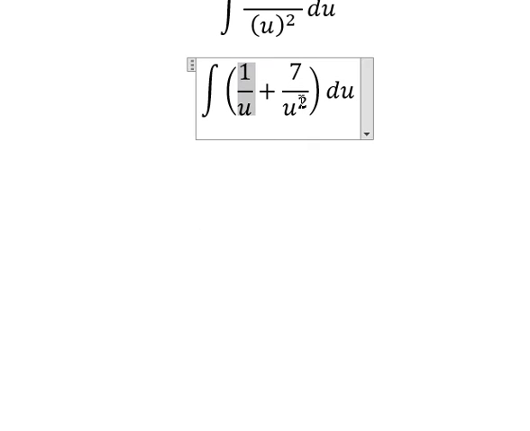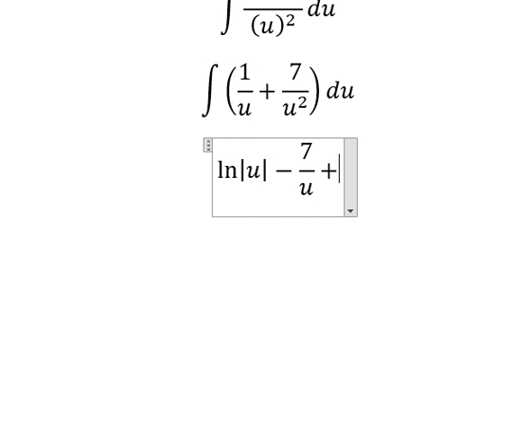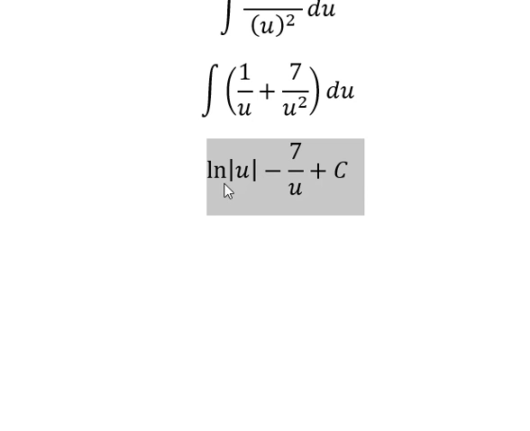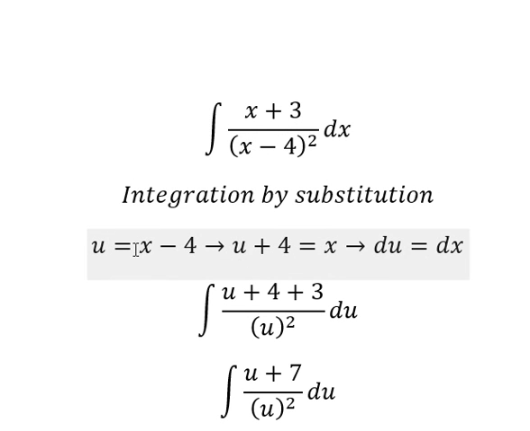The integration of this one, we have ln of the absolute value of u. The integration of this one, we have negative 7 over u, and we put c. Then in terms of u, that is this one.